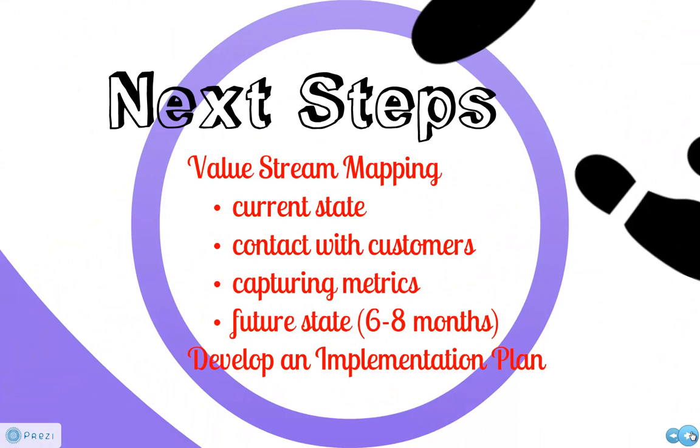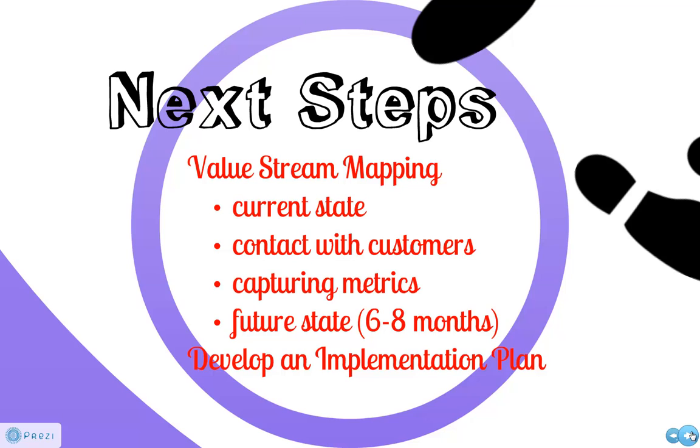Next comes the value stream mapping. The team takes 1 to 3 days out of the office to map a current state. They also make contact with customers to better understand their needs and hear their feedback. They also work to capture metrics involved in the current state. Then the team maps out the future state. So really what the process will look like in 6 to 8 months once the improvements have been implemented.